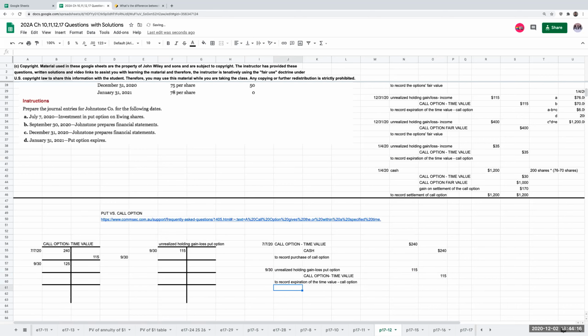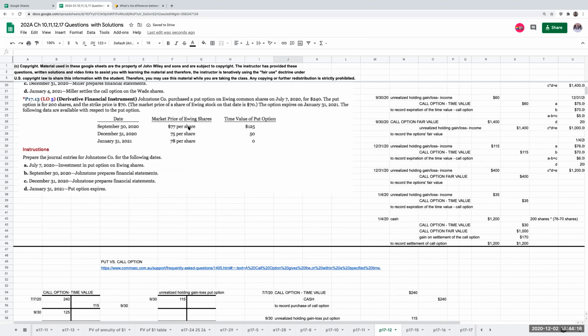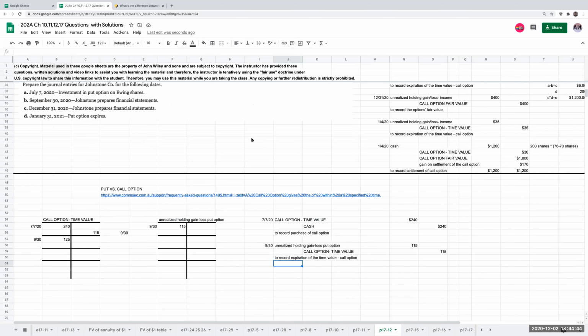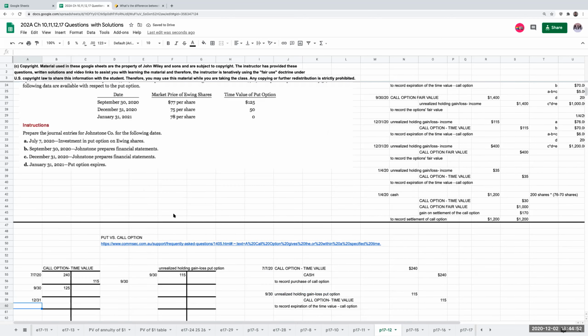Okay. Now, the reason why there's no fair value change is because if I had to sell the shares at 70, I wouldn't buy it at 77 or I would be running at a loss. So there's no fair value in this. The only time you would have a fair value on a put option is if the market price went down. Okay. So right over here, the time value for the put option at 12:31, I'm not going to have any fair value because none of these share prices went below 70.